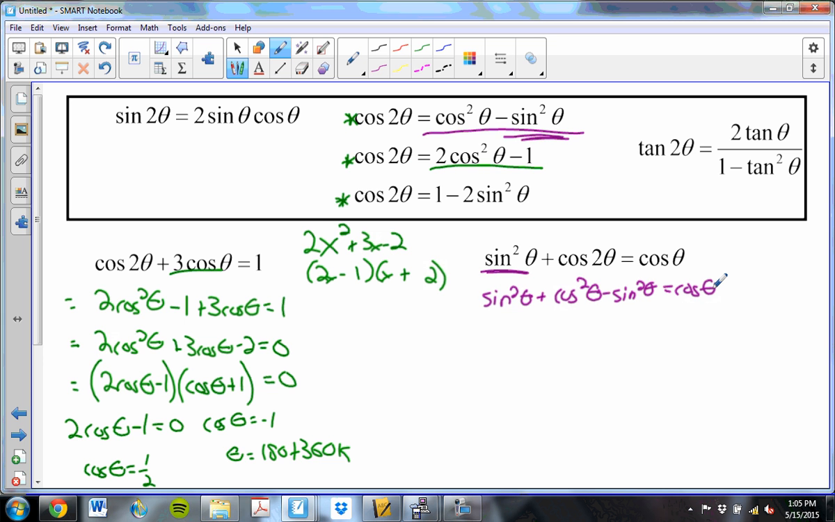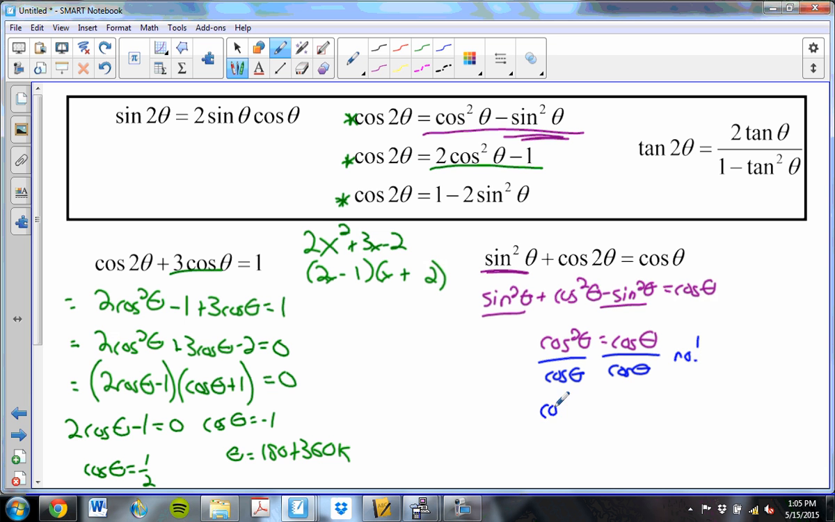I also could have seen that sine squared plus cosine squared is 1, and then 1 minus sine squared becomes cosine squared, so there are other ways to make that work out. But right now these two things cancel, and I'm left with cosine squared theta equals cosine theta. Now here you might be tempted to do the following, and the following is not allowed. Don't divide both sides by cosine theta. You can't do that because that ends up killing some of your solutions.